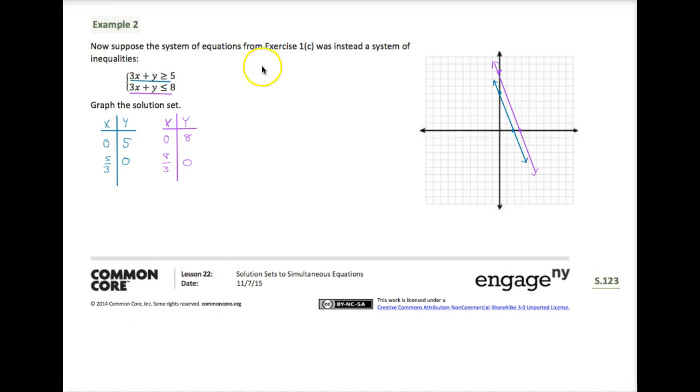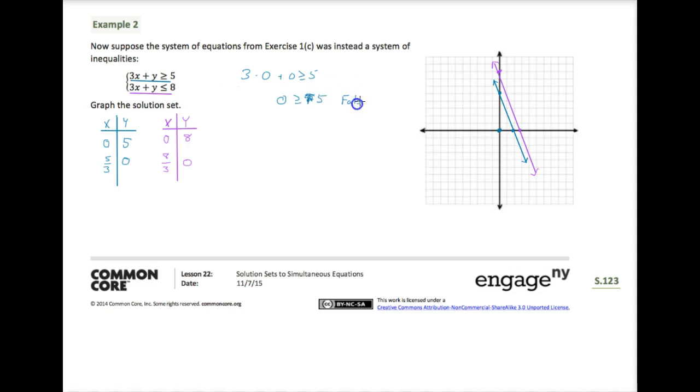Now, suppose the system of equations from exercise 1C was instead a system of inequalities, one with a greater than and a less than. So I've gone ahead and put down all the significant points from the last one. You can see we have no intersection. Well, if we think about it, 3x plus y is less than or equal to 8. So we're going to test now with 0, 0 into 3x plus y is greater than or equal to 5. 3 times 0 plus 0 greater than or equal to 5. And that would say is 0 greater than or equal to 5? Well, that is false.